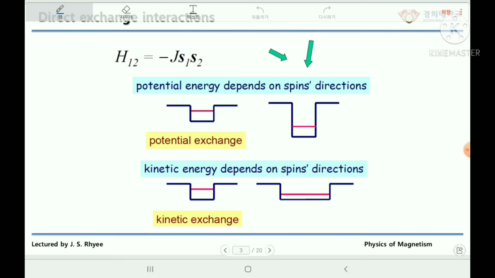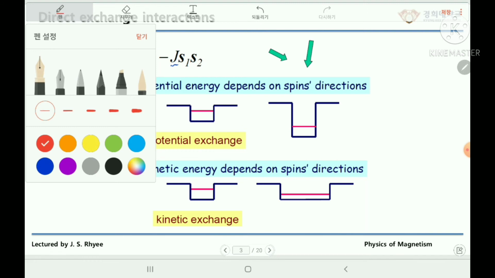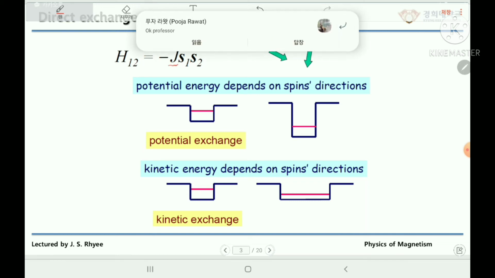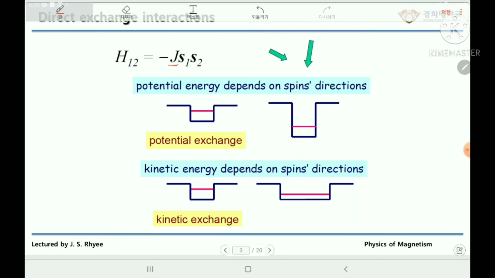From the Heisenberg Hamiltonian, if we consider two electrons, the potential energy and the kinetic energy depend on the spin direction. Therefore, in the J value, the transport integral, in other words the exchange interaction, comes from the information of the potential energy as well as the kinetic energy.